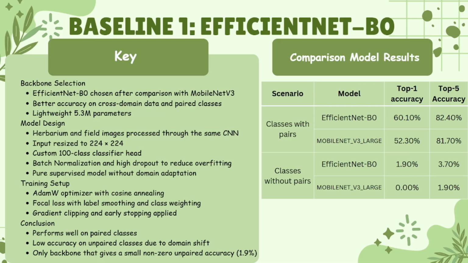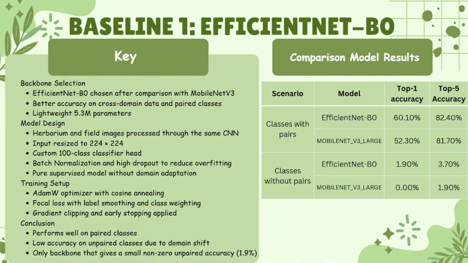In terms of results, baseline 1 performed reasonably well for species that have both herbarium and field images. However, accuracy for species without field samples is still very low. This is expected because baseline 1 does not include any domain adaptation, unlike baseline 2 and our new approach.